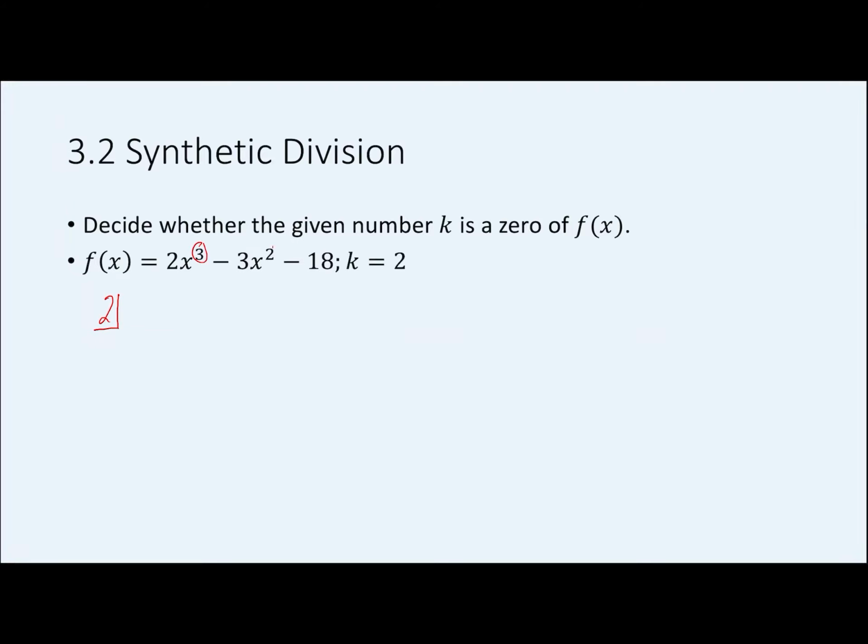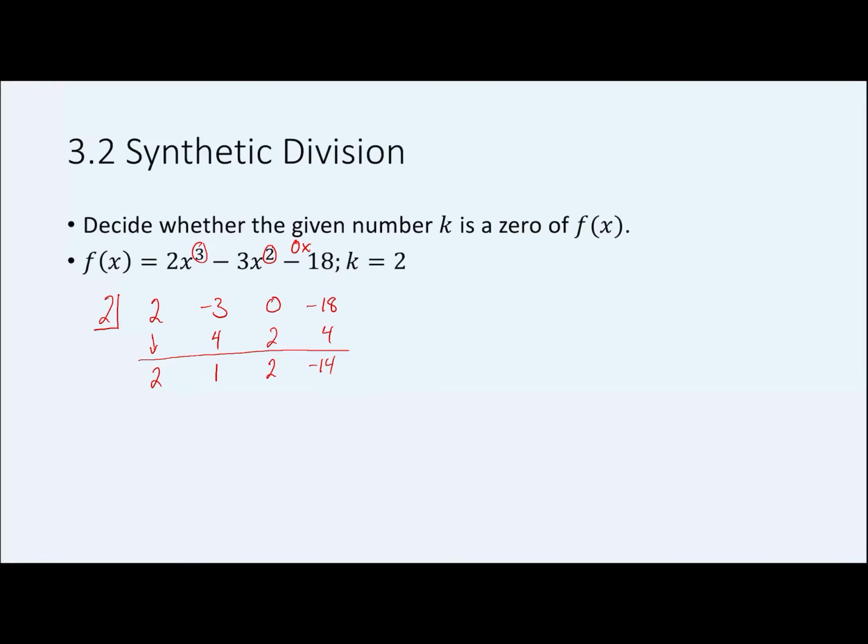So here it says to decide whether the given number k is a 0 of f of x. So you clearly see what f of x is. The number that we're going to try is the 2. And so we're going to do our synthetic division, and we're going to see if maybe we get 0 as a remainder. If we do, that'd be great. Now, again, notice that in the function, we start with x cubed. We have x squared. We don't have an x term. And so we need the 0x and then the negative 18. And so in our synthetic division, we have to put that 0 in. And so we have 2, negative 3, 0, and then negative 18.